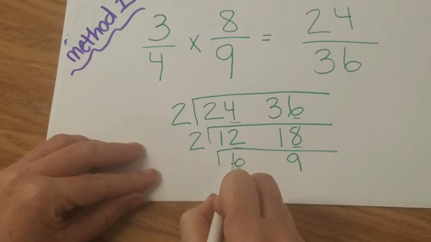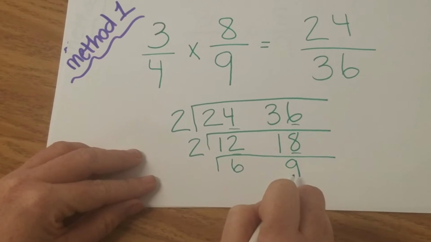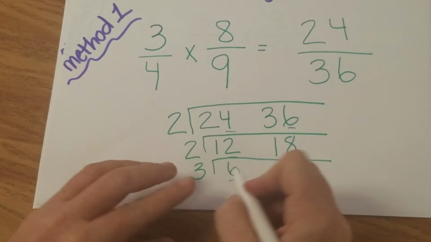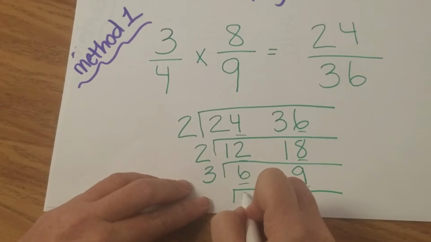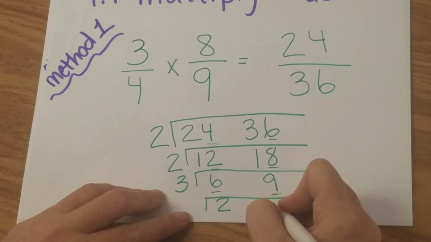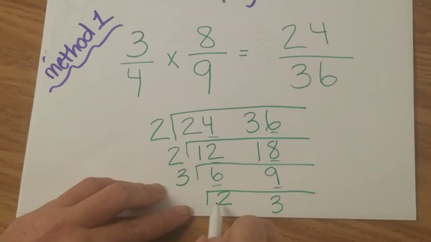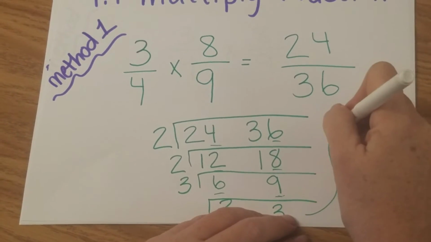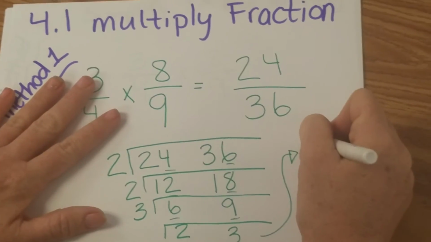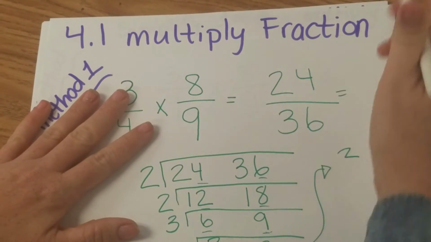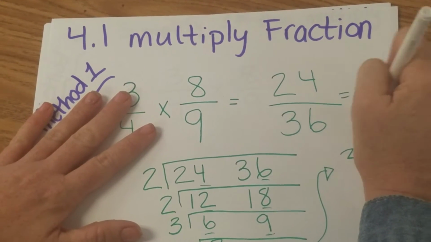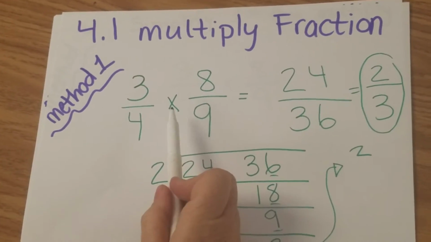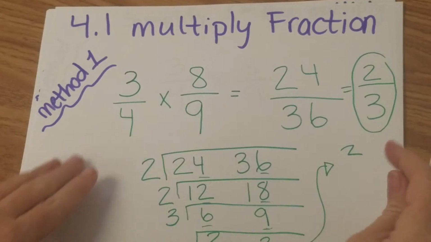Well, now I know that 2 can't go into both of these, but I do know that 3 can go into both of them, so I'm going to do 3. 3 can go into 6 2 times, and 3 can go into 9 3 times. Nothing else can go into both of these numbers, so now that gives me my answer. I simplified 24/36 into 2/3, so that's my answer. So that would be method 1, just simply multiplying across and then simplifying that big number.